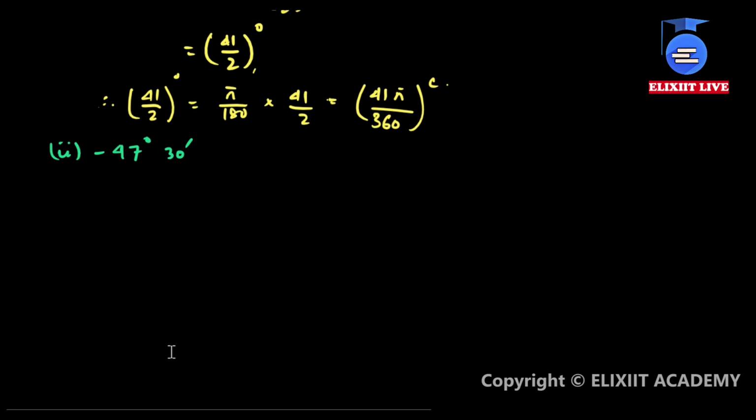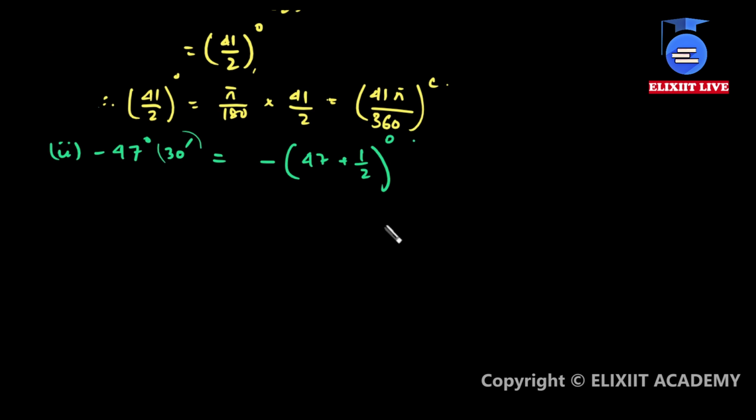Minus 47 degree and 30 minutes. Simple idea. Again, the same thing. You can write it as minus 47 plus 30 by 60 basically, taking minus common. 30 minutes is what? Half degree. So I'm writing directly half over here. So this is nothing but minus 47 whole number 1 by 2, which is minus 95 by 2 degrees.